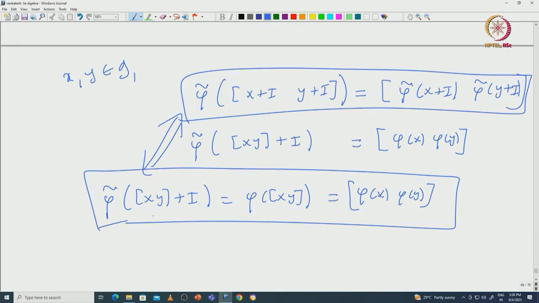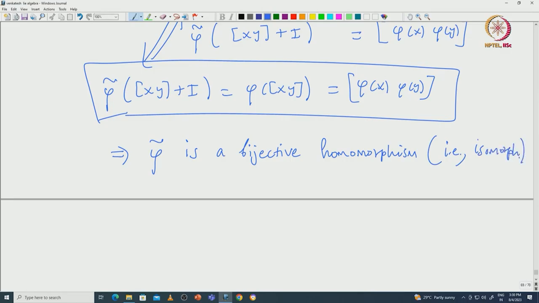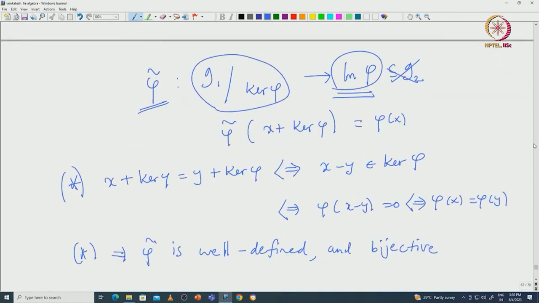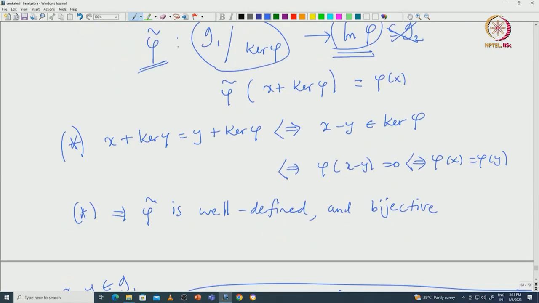So now this implies phi tilde is a bijective homomorphism. That means it is an isomorphism. So this is actually a very good method to identify what your quotient Lie algebra will be. As long as you can establish a Lie homomorphism from G1 to some known Lie algebra, and you can identify the kernel with the ideal that you start with, then you can identify this quotient with a subalgebra of that known algebra. That is how one can identify the quotient.